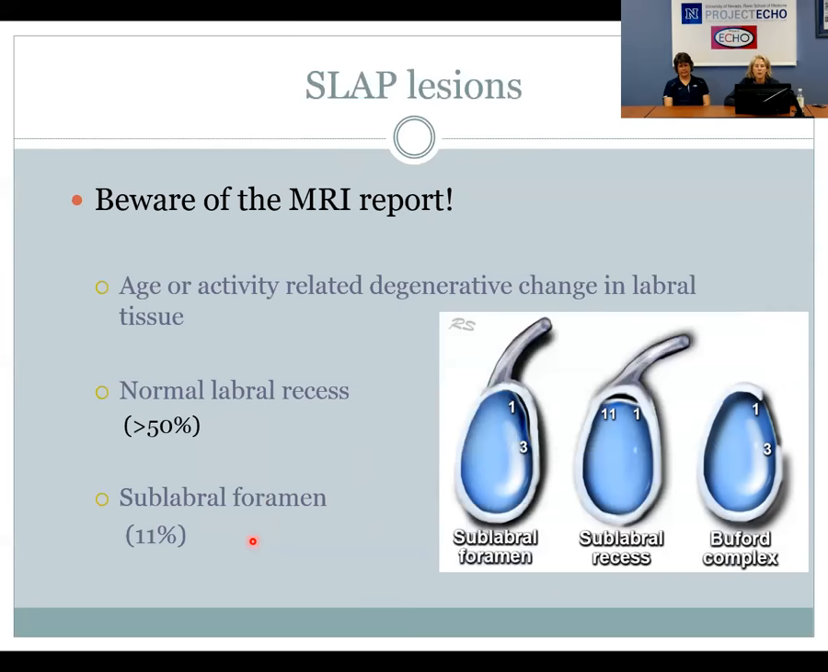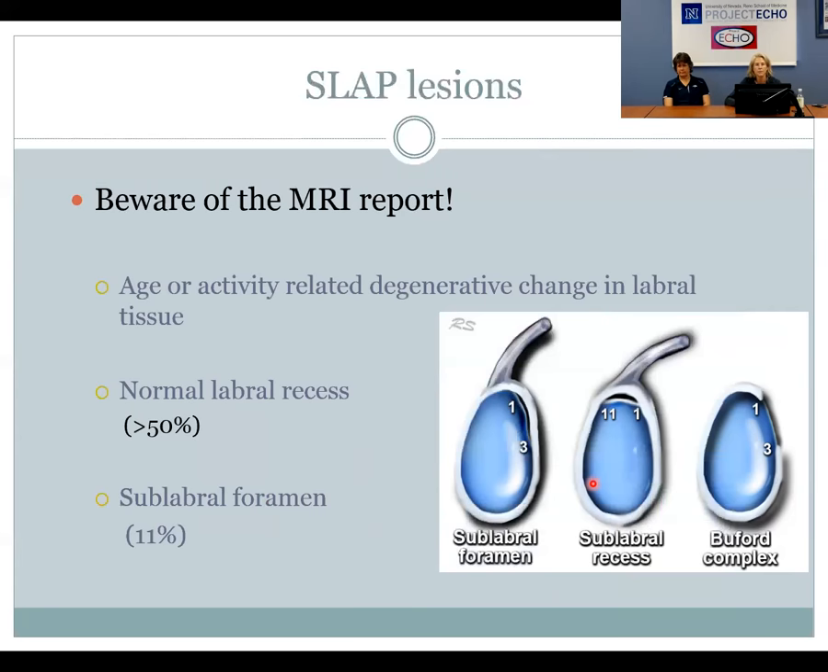A normal labral recess: there is some genetic variability patient to patient. If you look at these different pictures from right to left, sublabral foramen, sublabral recess under the biceps anchor, as well as even an absent superior glenoid labrum, all of these are normal variants of the superior labrum. Again, I think it's difficult sometimes to determine whether, let's say this picture here, is a SLAP lesion or just a normal variant. Difficult to tell even on the MRI.